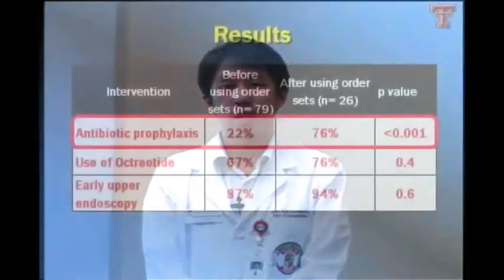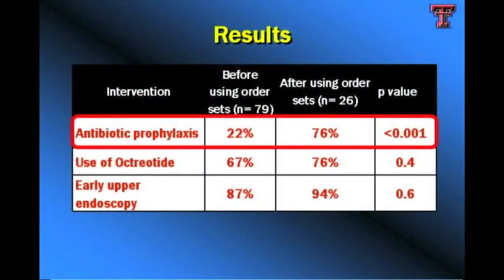We then compared the use of antibiotic prophylaxis, the use of octreotide infusion, and also early upper endoscopy before and after the implementation of this order set. We would like to see if this order set will improve our physician adherence to standard practice guidelines or not. So the baseline patient data, including the demographics, disease severity, and comorbidities, were similar in both groups.